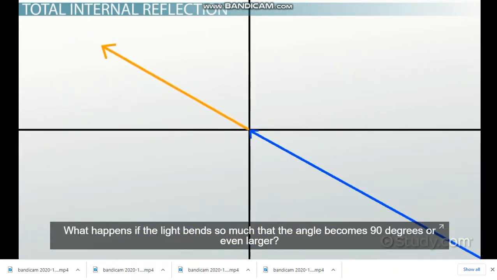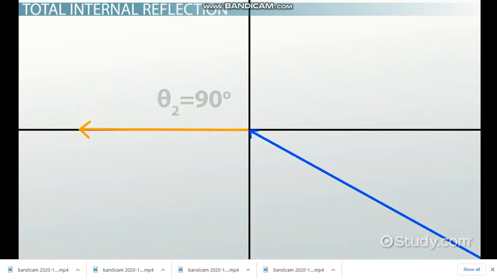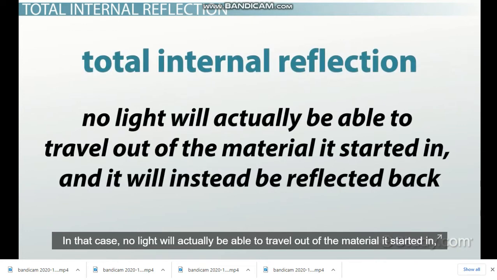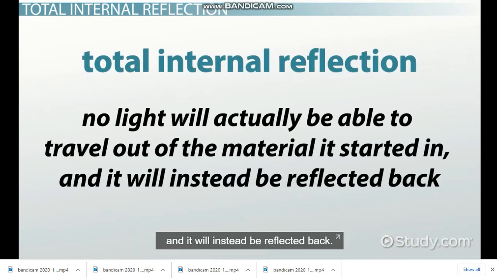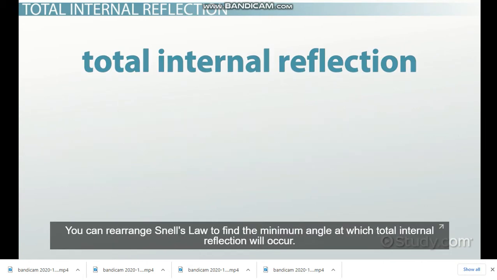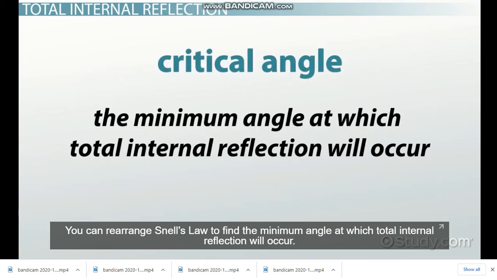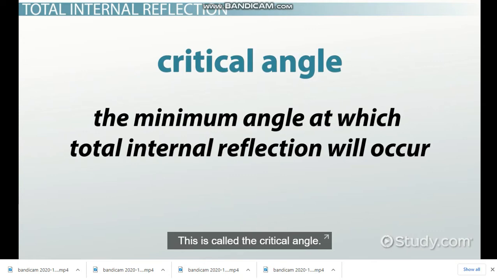What happens if the light bends so much that the angle becomes 90 degrees or even larger? In that case, no light will actually be able to travel out of the material it started in, and it will instead be reflected back. When this happens, it's called total internal reflection. You can rearrange Snell's law to find the minimum angle at which total internal reflection will occur. This is called the critical angle.